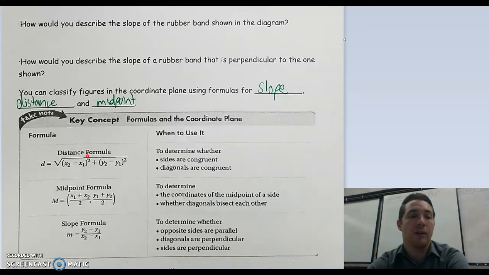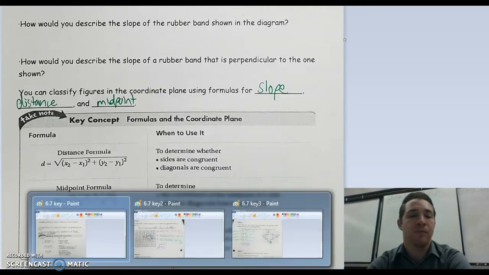So if I want to use the distance formula, that can measure the distance of a segment, which is going to be helpful to find if sides are congruent or if diagonals are congruent. We can identify what shape it is. For the midpoint formula, we can tell, again, if I have the midpoint of a side or whether diagonals bisect each other, which will help prove a parallelogram. And with the slope formula, we can tell if I have parallel or perpendicular. So that's going to be used for sides or diagonals, or again, the perpendicular diagonals or sides.